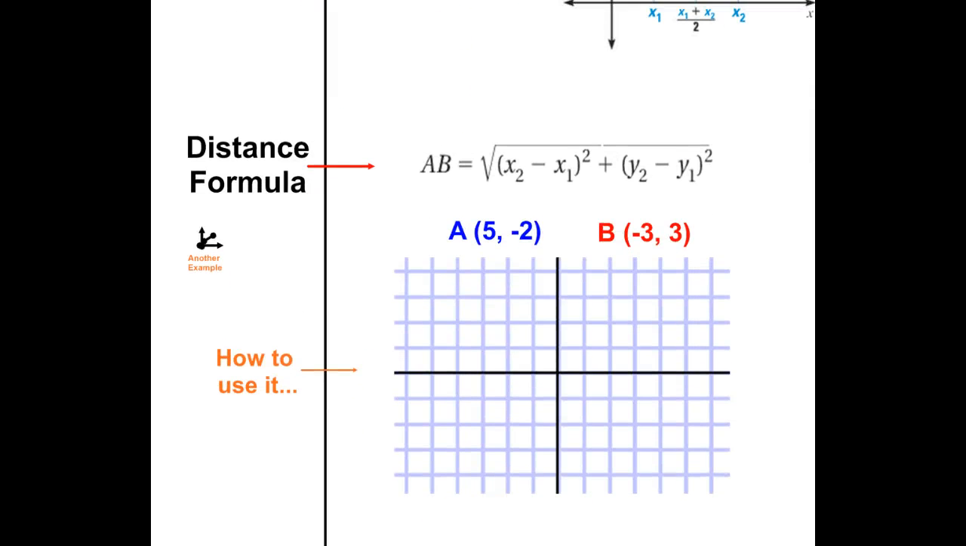Our distance formula, the distance from A to B, is going to be the square root of x2 minus x1 squared plus y2 minus y1 squared. The square root of that whole thing. Let's look how to use it.